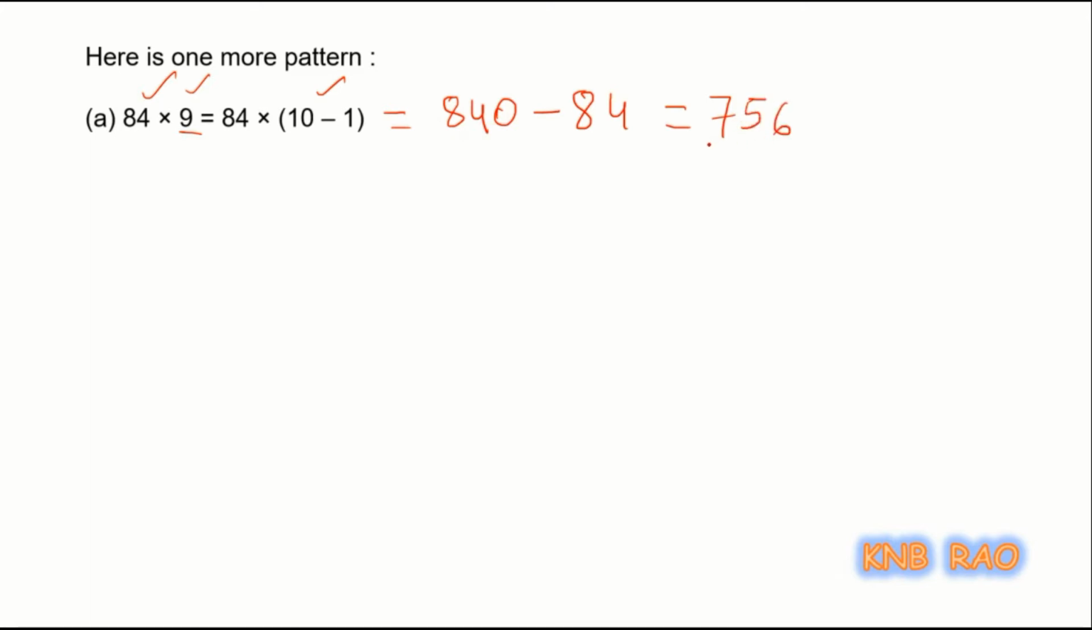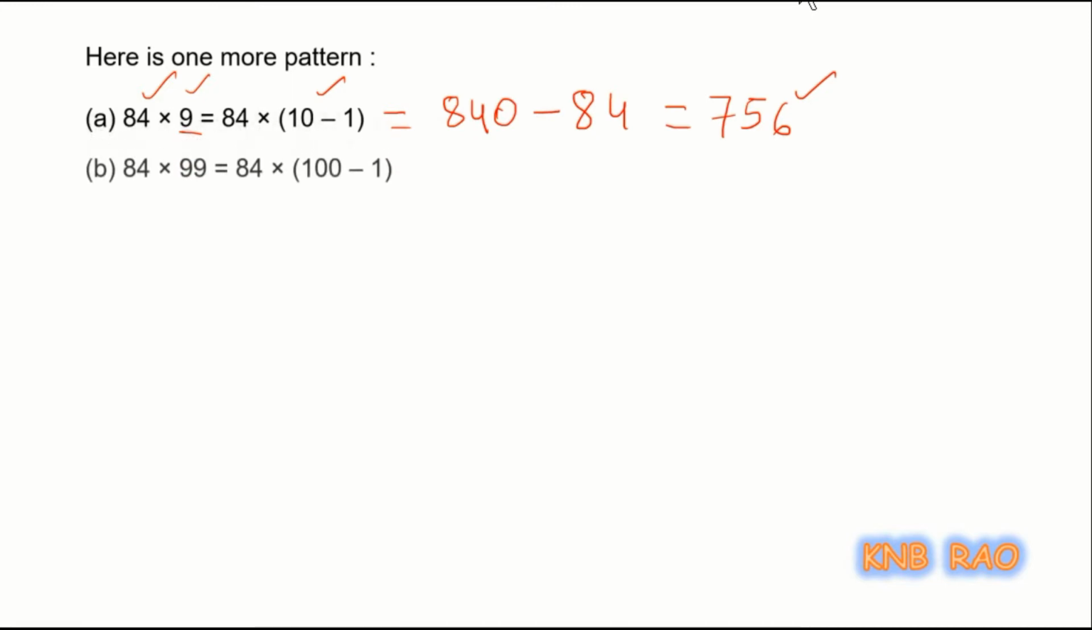So 840 minus 84 is 756. When subtraction and addition become easy, then in later classes we can do other calculations faster.